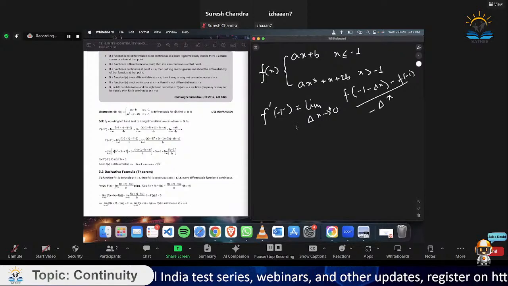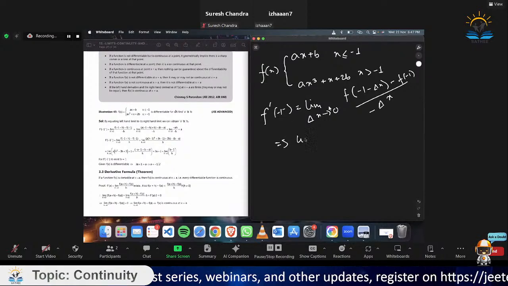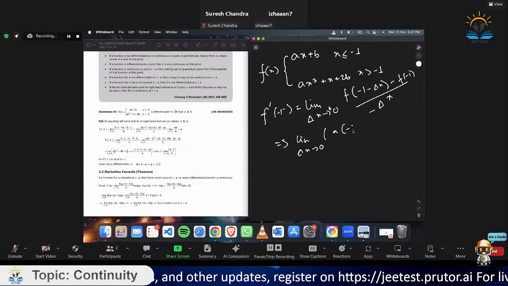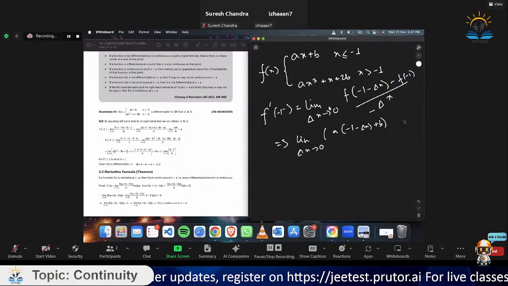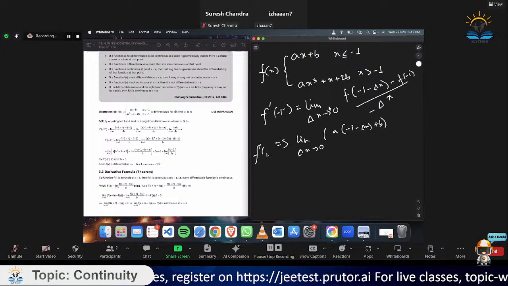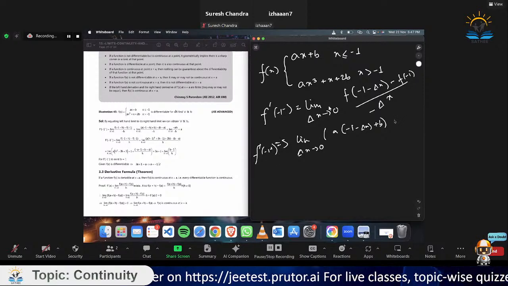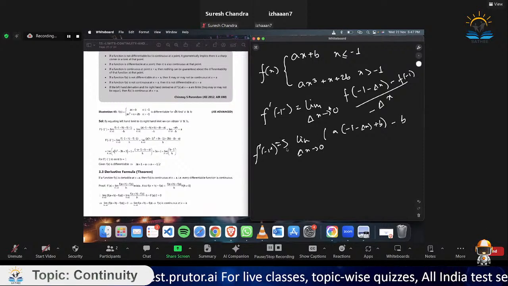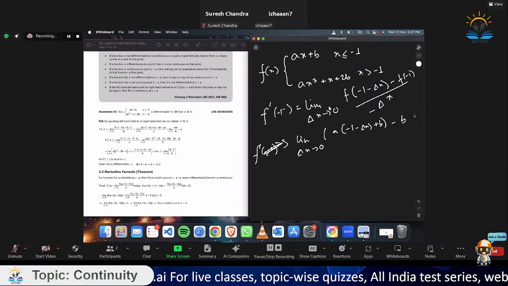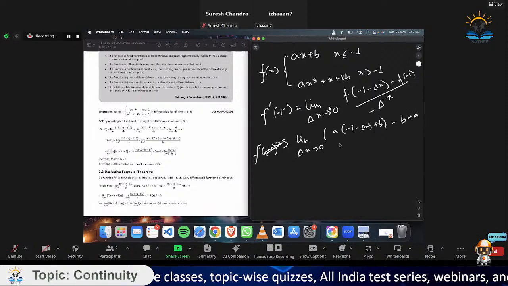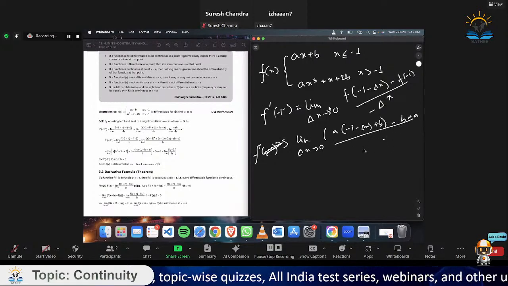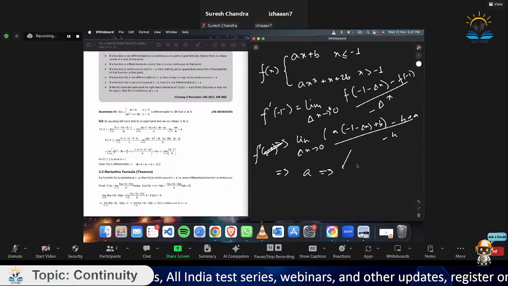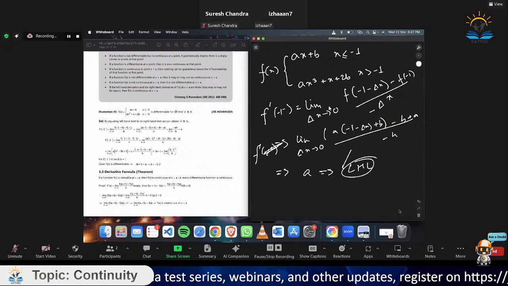No, there will be a minus sign also. So this will give me limit Δx tends to 0, a(minus 1 minus Δx) plus b, minus b plus a, whole divided by minus h. So we are left with a. This is the LHL, left hand limit, right?